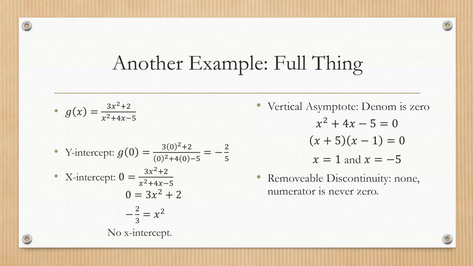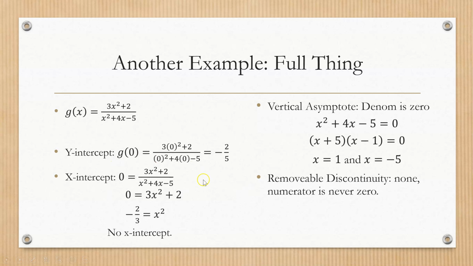Remember, sometimes we find vertical asymptotes that are actually removable discontinuities, and that's when the numerator and the denominator are both equal to 0, because 0 over 0 is very different from number over 0, right? We kind of talked about that last week on, I want to say, Thursday. Yeah, I think Thursday. So removable discontinuities, there's none in this case. The numerator can't be 0. We already checked that when we did the x-intercept, right?